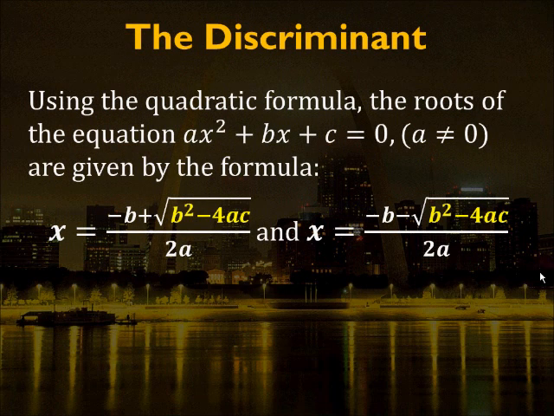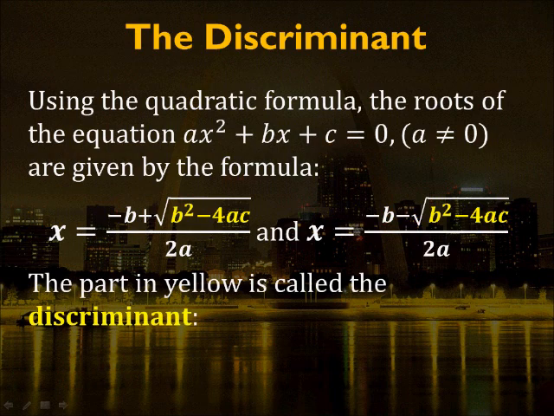Well, yesterday you learned the quadratic formula, or you relearned it. The roots of the equation ax squared plus bx plus c equals 0 are given by this formula. So I've split the quadratic formula into two different equations, one representing the positive, one representing the negative. The part in yellow is called the discriminant. So D, the capital D you'll see in this section, equals b squared minus 4ac. So that is the discriminant.